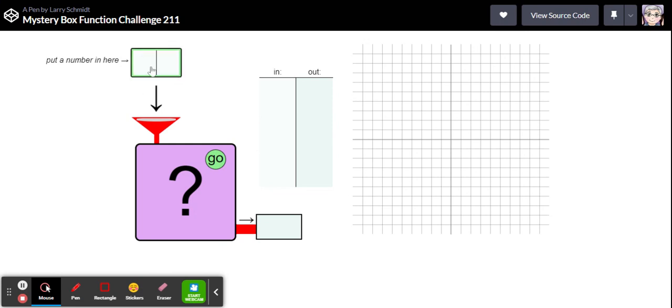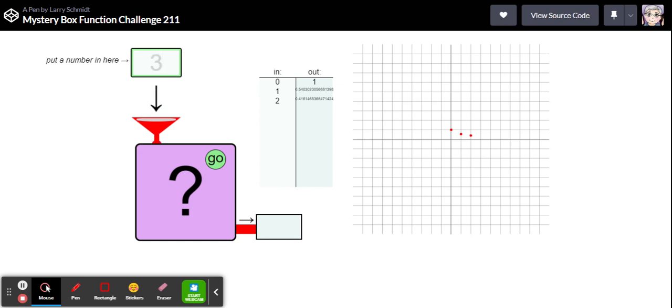Alright, let's start with a 0. Okay, 0 gives us 1. How about a 1? Oh, and there we've got a non-repeating decimal. So maybe trig, maybe a square root function, maybe something else. Let's try a 2. Okay, so it definitely looks like a curve.